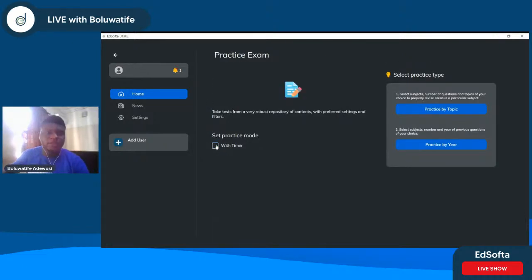Okay, so we don't want it to be timed. We just want to practice questions. And then another wonderful thing that comes with EdSofta UTME is the ability to practice by topic. As you can see the text here, it says select subject, number of questions and topics of your choice to properly revise areas in a particular subject.